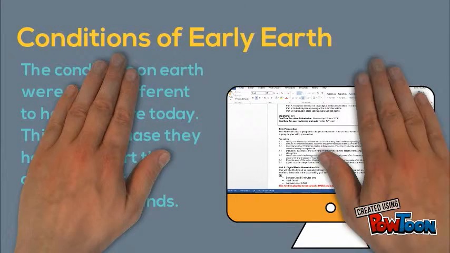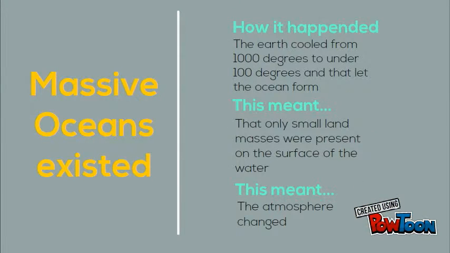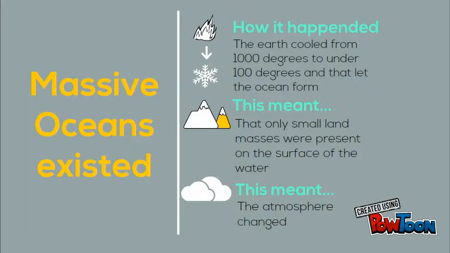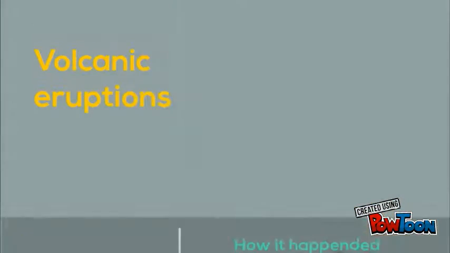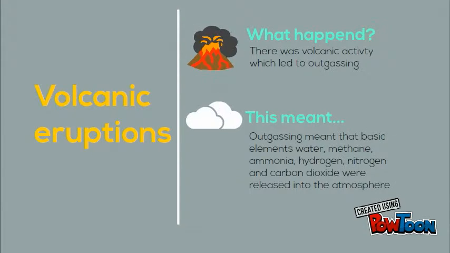The cooling of the Earth and atmosphere meant that there was a change in the atmosphere, allowing the oceans to form and small land masses to surface. These land masses in turn revealed volcanoes. And volcanic activity led to outgassing of basic elements such as water, methane, ammonia, hydrogen, nitrogen, and carbon dioxide, releasing them into the newly forming atmosphere. These were the first basic organic molecules, and these basic elements are in most compounds in the world today.